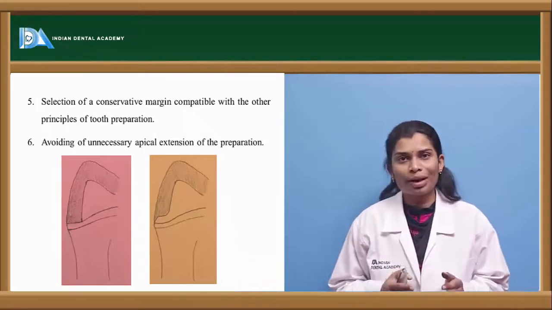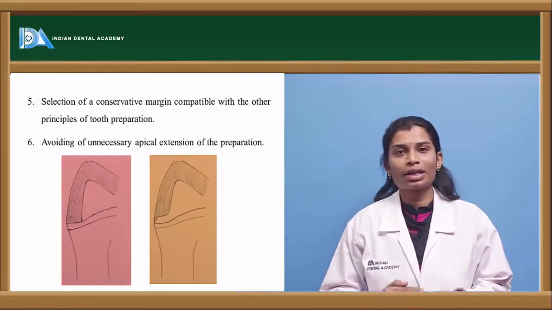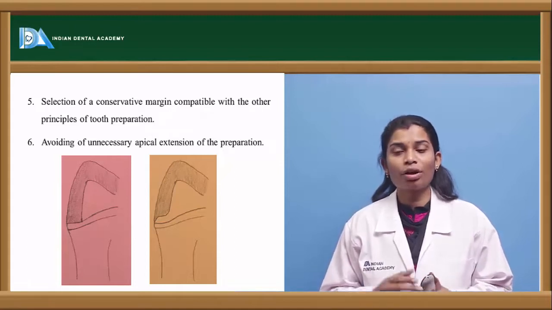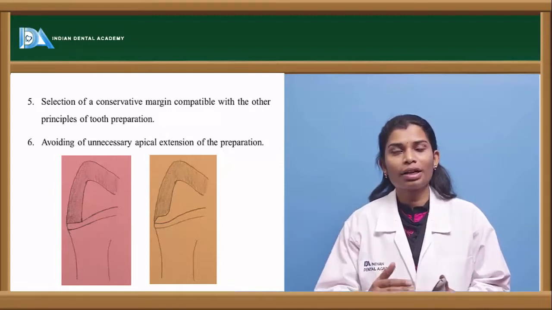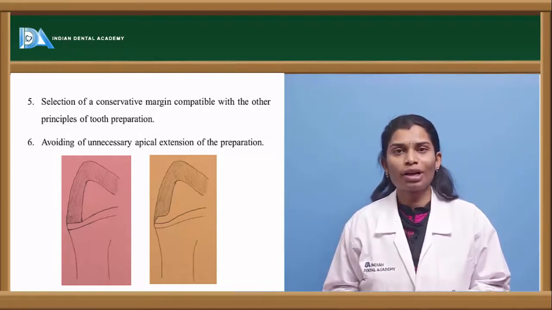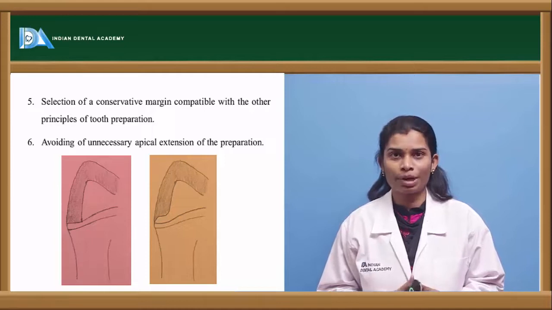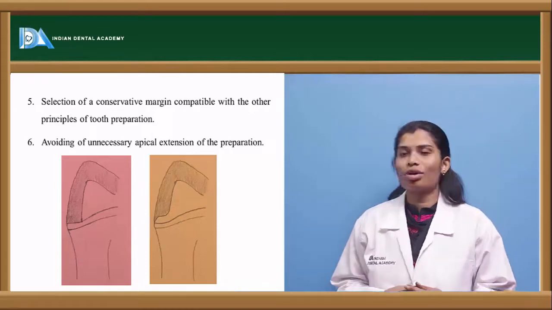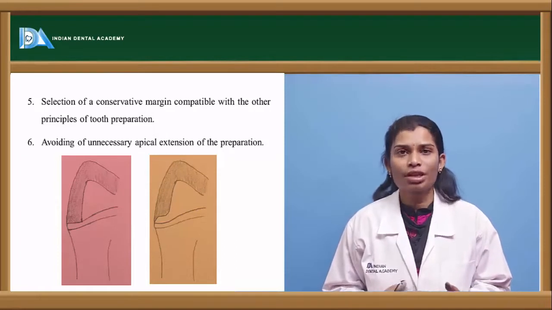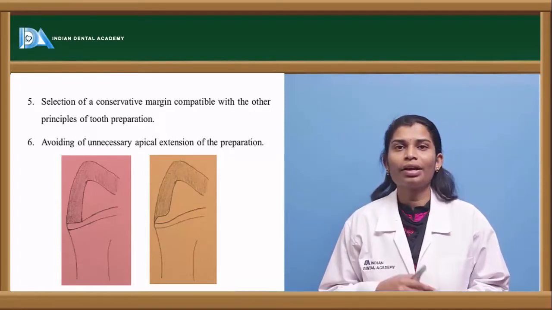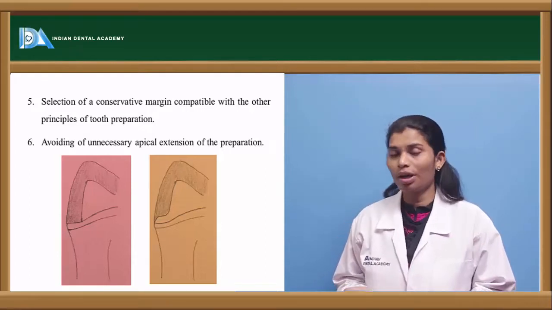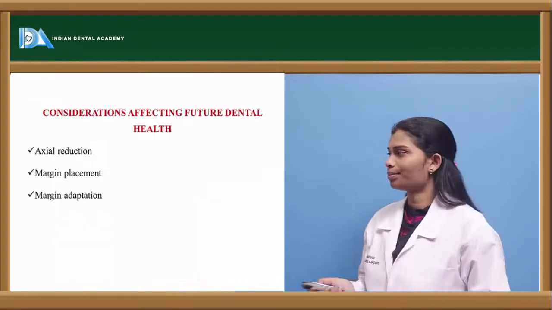Selection of a proper margin so that it is in harmony with the surrounding biologic tissues. If the restoration demands that you extend the margin subgingivally, you have to see that the surrounding tissues are not damaged during preparation. And avoid unnecessary extension. Only in cases where it is a must should you extend subgingivally; otherwise never extend into the subgingival tissues. Make it a supragingival margin.